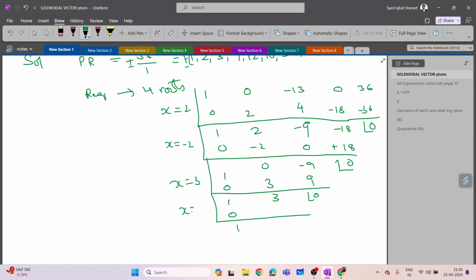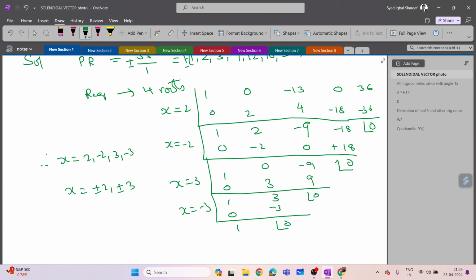So now x equal to minus 3 if I take. 1 times minus 3 is minus 3. Plus 3 minus 3 is nought. So for the required roots, what we got is plus or minus 2, plus or minus 3. So 4 roots. We required only 4 roots. So the zeros are plus or minus 2, plus or minus 3.